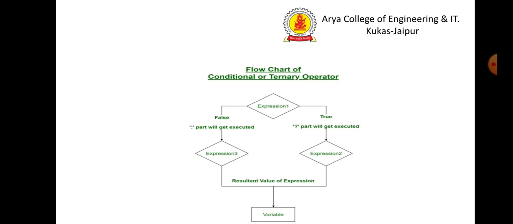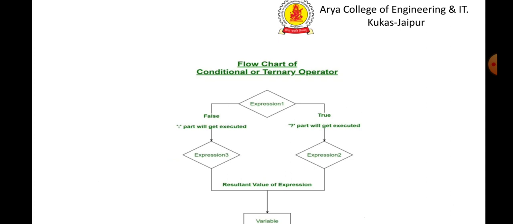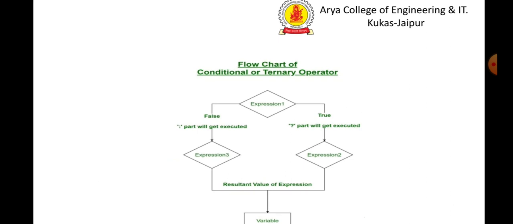Here is a flow chart of how the ternary operator works. Here expression 1, question mark, condition is executed; when it is true, then expression 2 is executed. If expression 1 is false, then the colon part will get executed, that is, expression 3 will be executed.